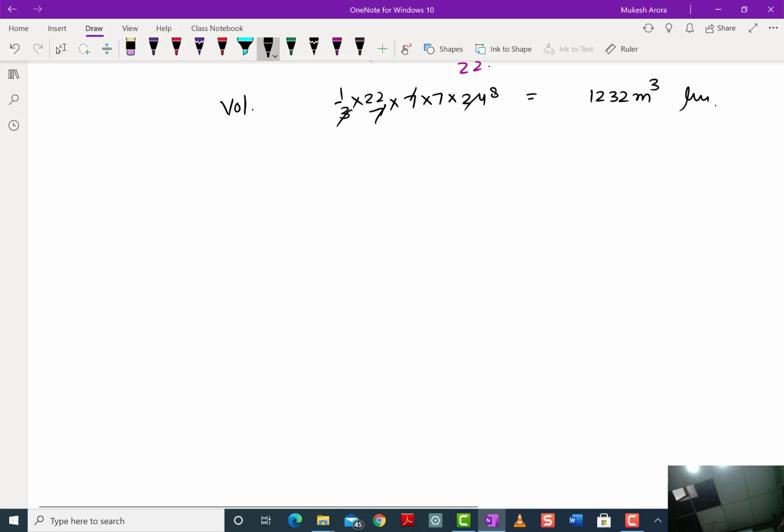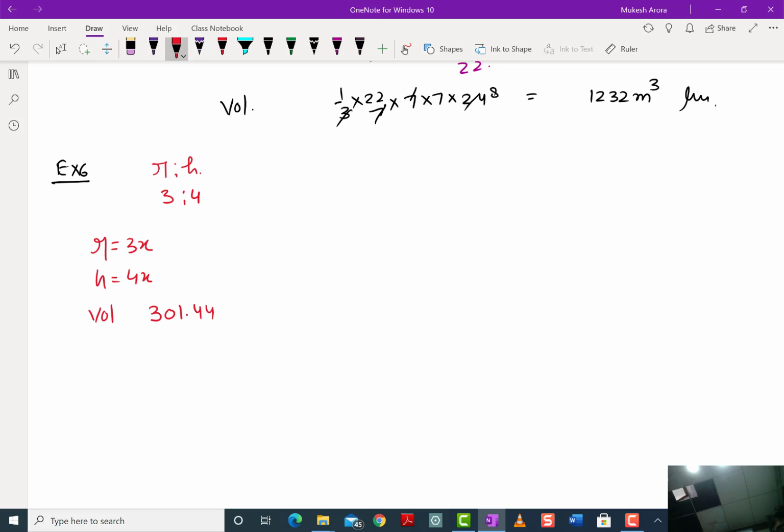Another sum is question number 6. Question number 6 is: radius and height of cone are in ratio 3:4. Radius to height is 3:4, meaning radius is 3x, height is 4x. The volume is 301.44 centimeter cube. What is the radius and slant height? Find radius and slant height.